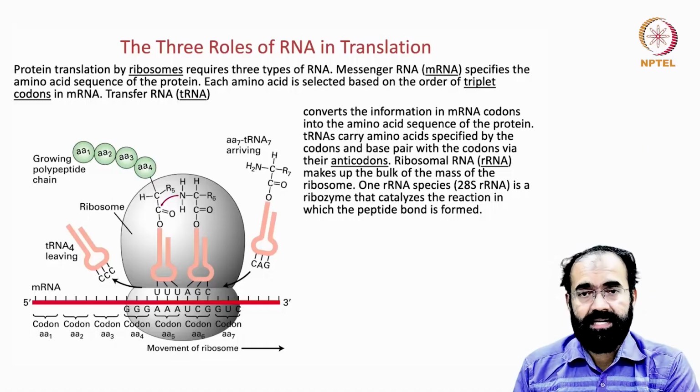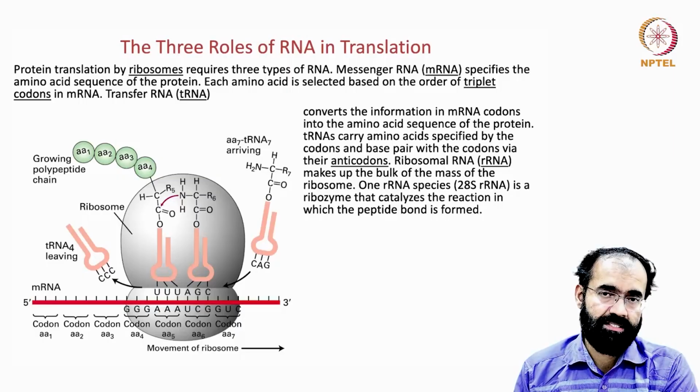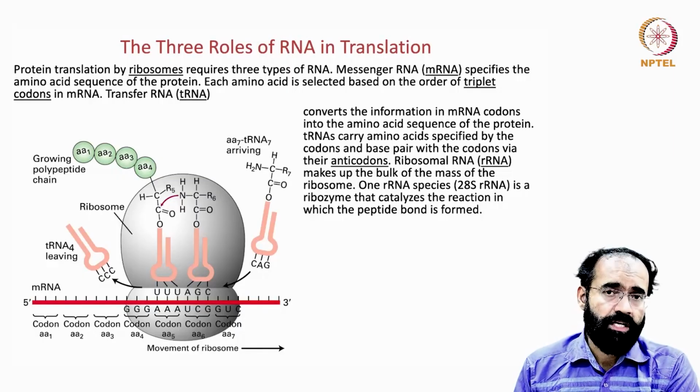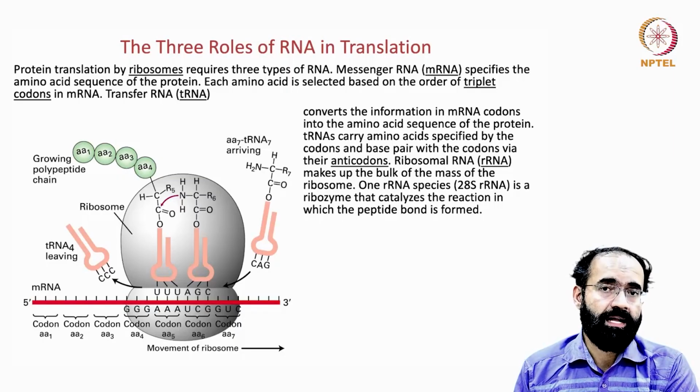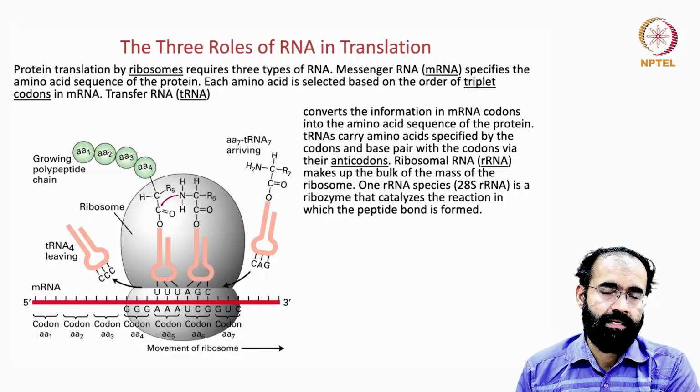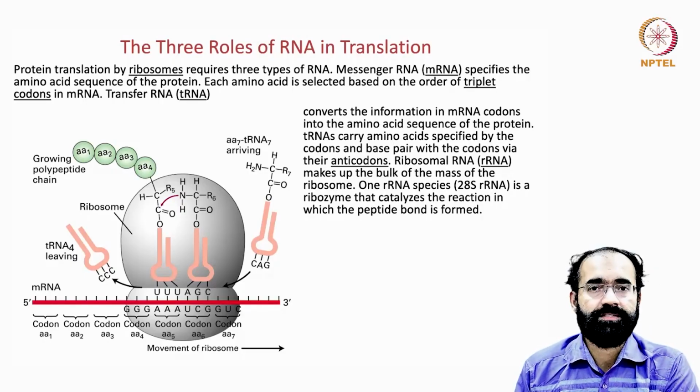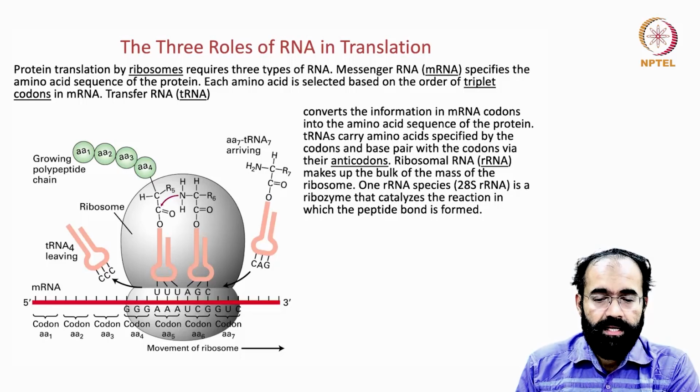And then the transfer RNA. Transfer RNA brings in individual amino acids. So a total of 64 codons are possible in a four base system. Like we have four bases in an RNA: A, U, G and C.